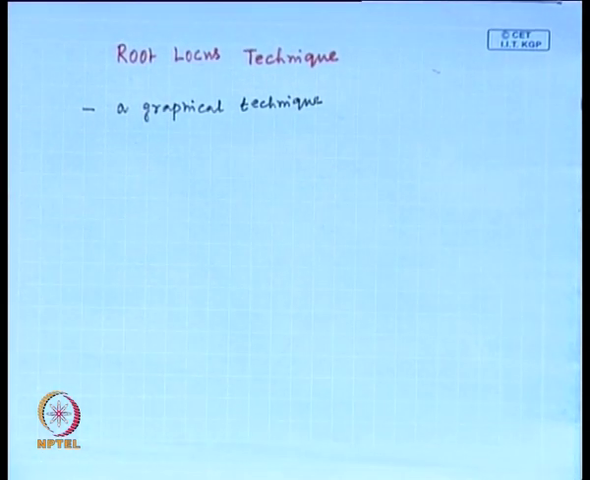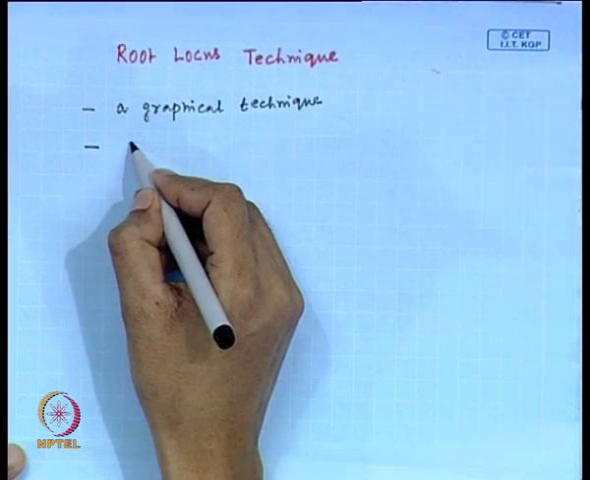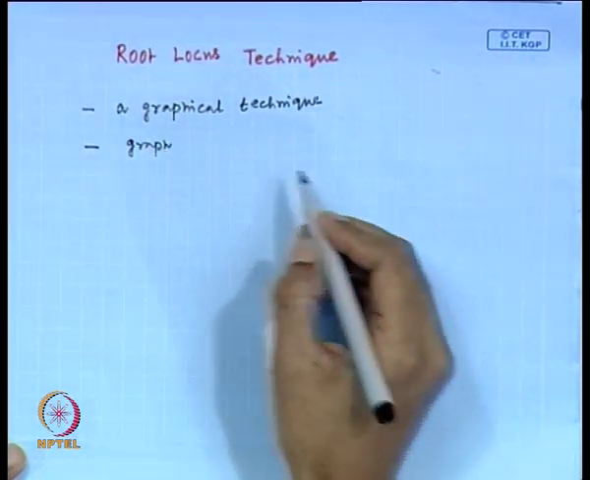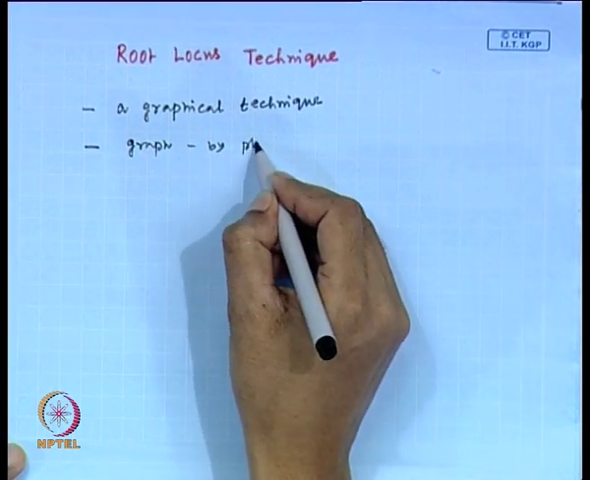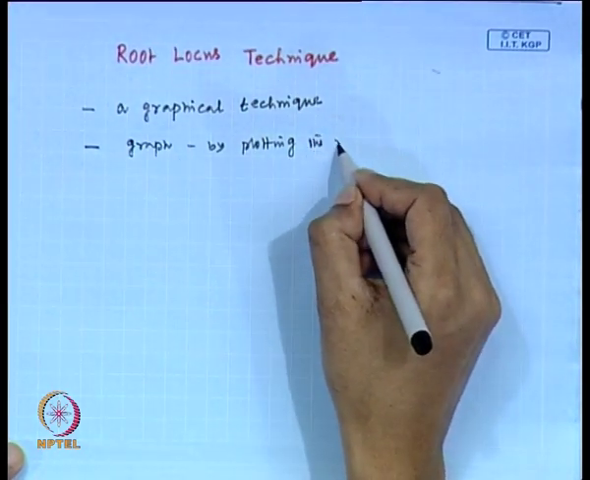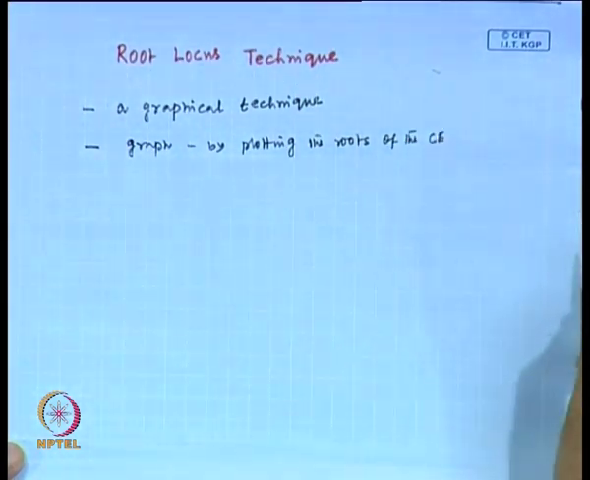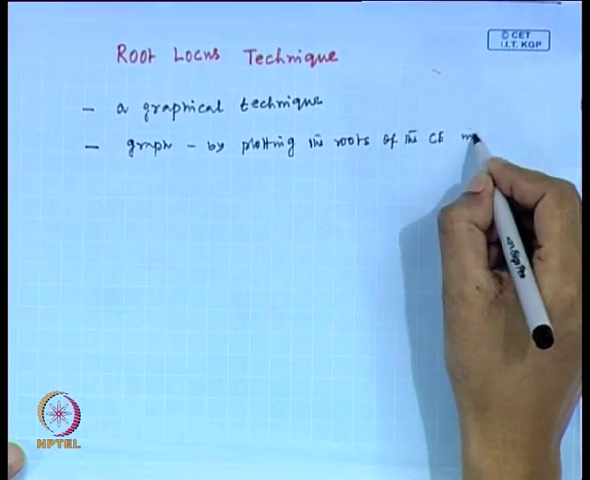Fine. Now, the question arises, how can we produce the graph? We can make the graph by plotting all the roots of the characteristic equation in the complex plane.